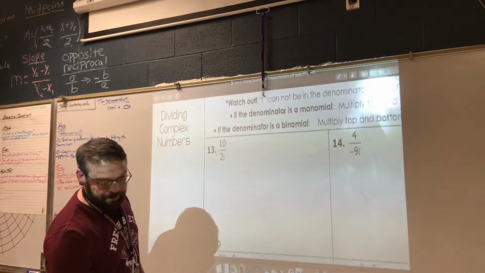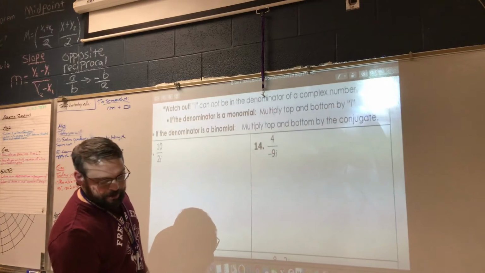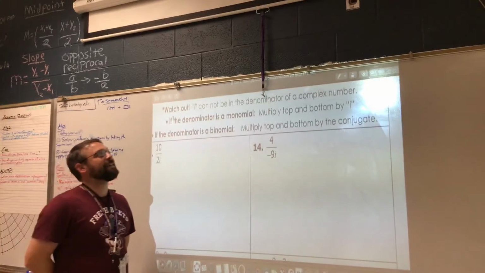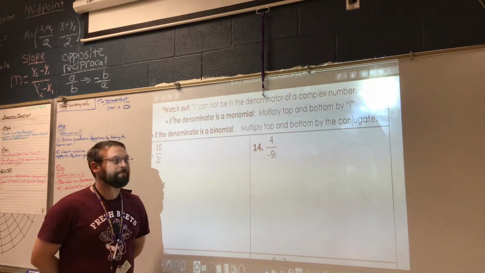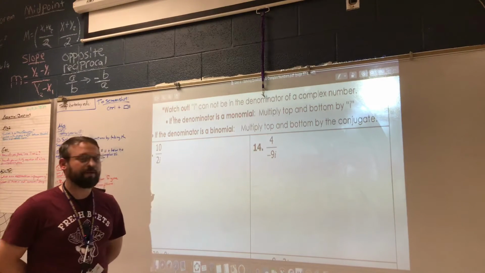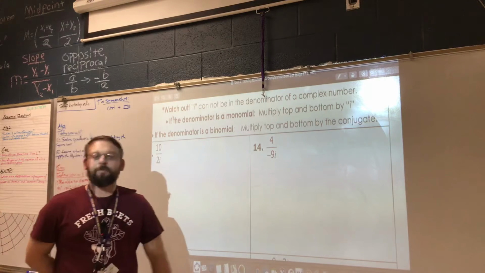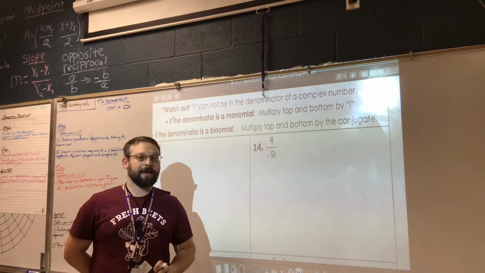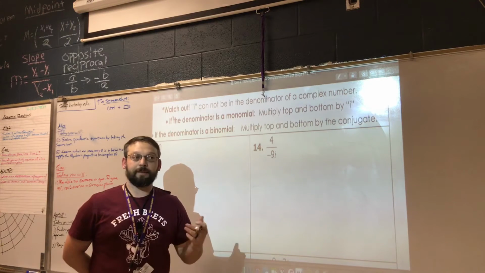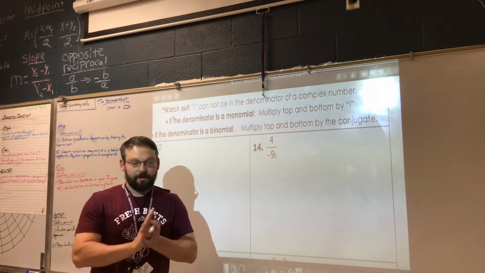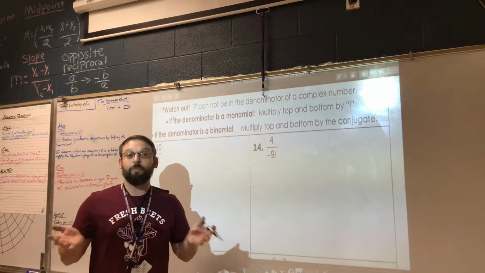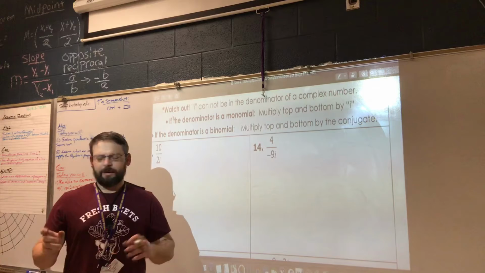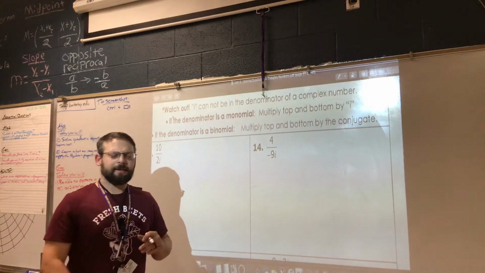Dividing complex numbers. Here are some things to watch out for. You cannot have an i in the denominator. To be real brief here, remember, i really represents the square root of negative 1, and we do not like square roots in the denominator. So that's the reason we're doing this: to get rid of the square root in the denominator.